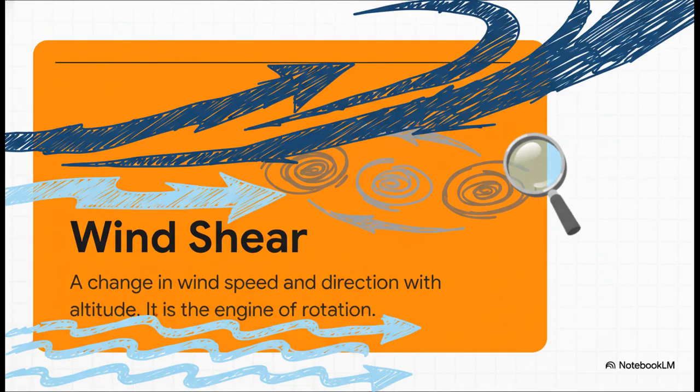Now, for the secret ingredient. This is the one thing most people have never heard of, but it is absolutely critical. It's called wind shear. Without it, you just don't get a tornado, period. So imagine this. Down near the ground, the winds are kind of blowing gently from the south, but go up just a few thousand feet, and they are screaming from the west at over 100 miles an hour. That radical difference in speed and direction, that's wind shear.